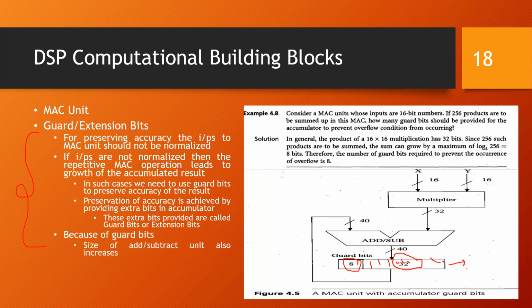Now what about the underflow condition? Even that might occur. The lowest possible number which this accumulator can store is all zeros in an unsigned condition. So here, what is happening?